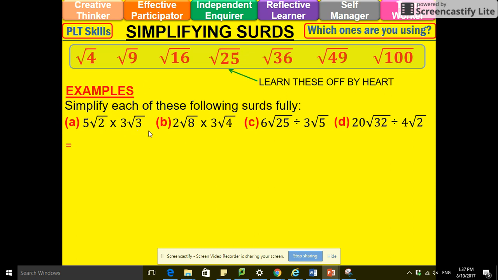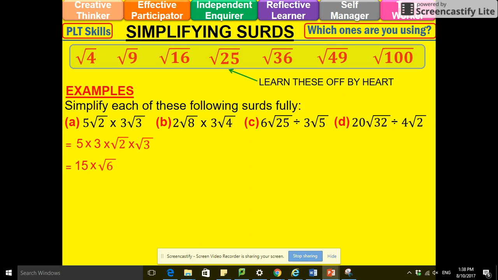Okay, so first we've got 5 square root of 2 times 3 square root of 3. What you're going to do first of all is organize your numbers. Your 5 and your 3 are just ordinary numbers, so we put 5 times 3, and then our square root of 2 times our square root of 3. So we've reorganized them. Then we answer it: 5 times 3 gives us 15, and square root of 2 times the square root of 3 gives us the square root of 6.